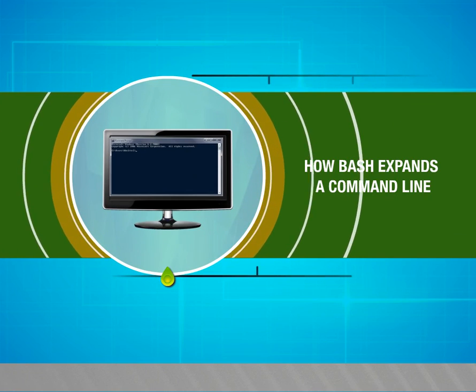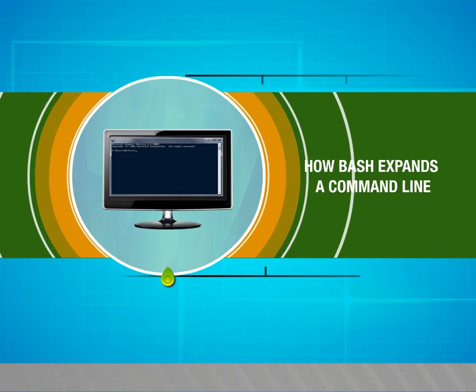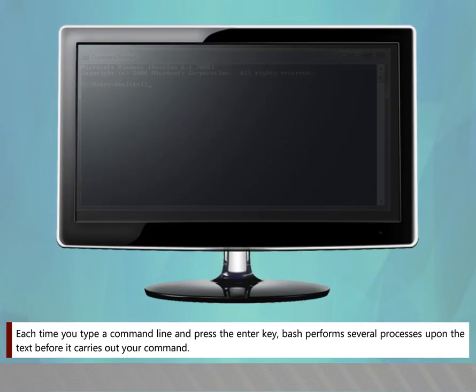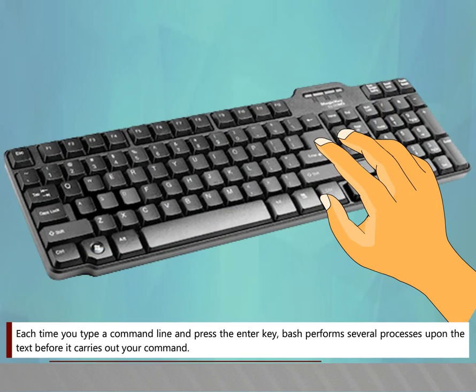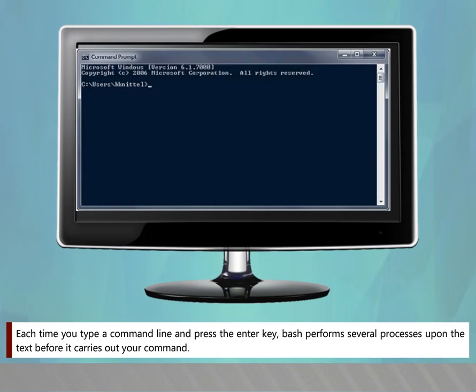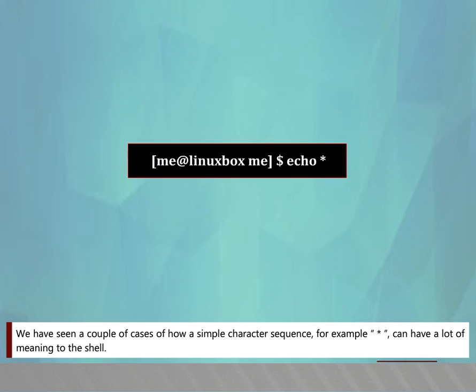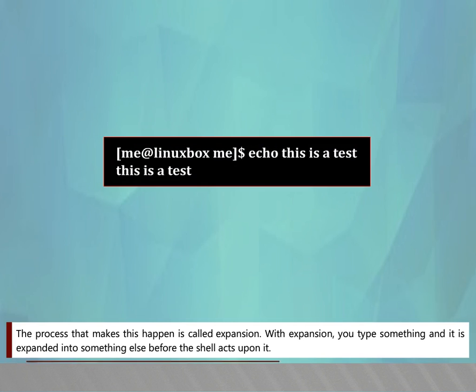How bash expands a command line. In this video we are going to see how bash expands a command line. Each time you type a command line and press the enter key, bash performs several processes upon the text before it carries out your command. We have seen a couple of cases of how a symbol or character sequence, for example asterisk, can have a lot of meaning to the shell. The process that makes this happen is called expansion. With expansion, you type something and it is expanded into something else before the shell acts upon it.